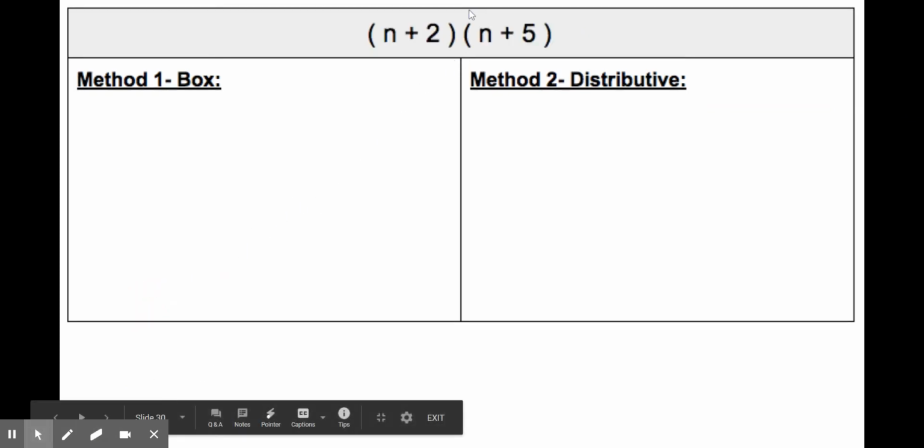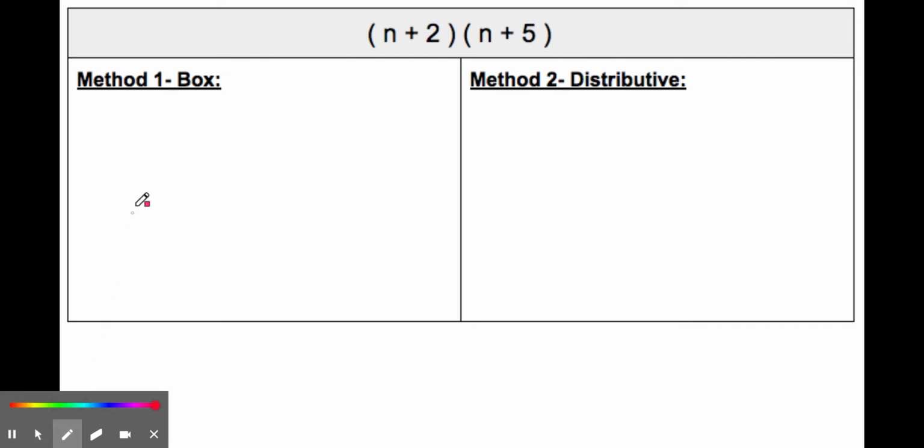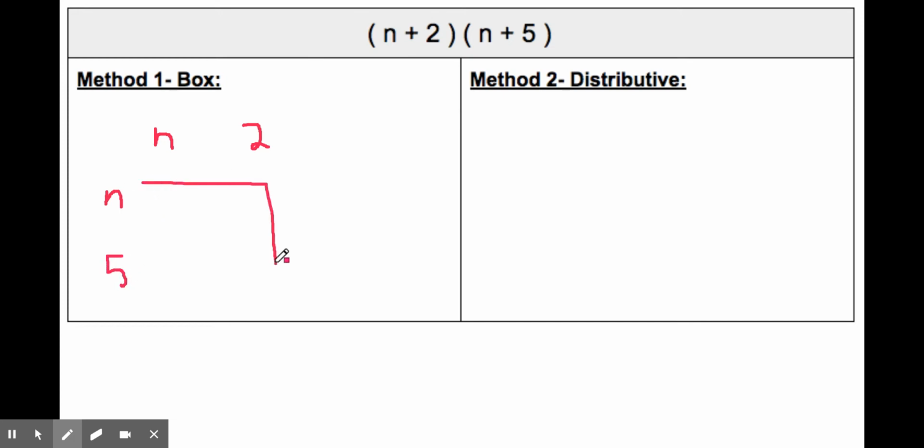So here's a binomial times a binomial. Let's set it up in the box method first. So our first term here, n, and then 2, then n here, and then 5. So I'm looking at my different terms in here. I have a linear term and a constant, and a linear term and a constant. Now you can see that since there's two terms in each, there's going to be 4 boxes. The easiest way I can think about it is 2 times 2 represents 4 boxes. Now that doesn't always mean there's going to be 4 terms, and we'll get into that here.